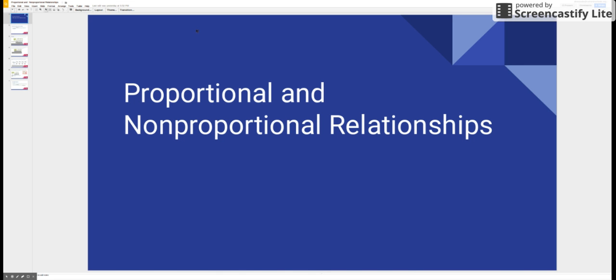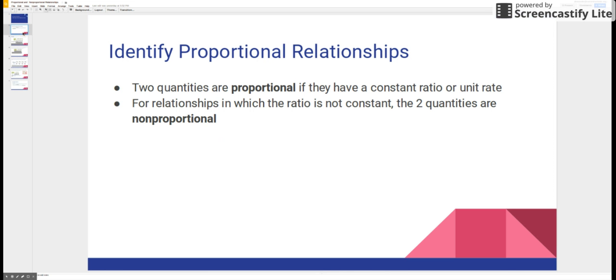Hi there, in this lesson you're going to learn about proportional and non-proportional relationships. First of all, to identify a proportional relationship: two quantities are proportional if they have a constant ratio or unit rate. So, in other words, if you take all the ratios and simplify them, you should end up getting a constant ratio or unit rate.